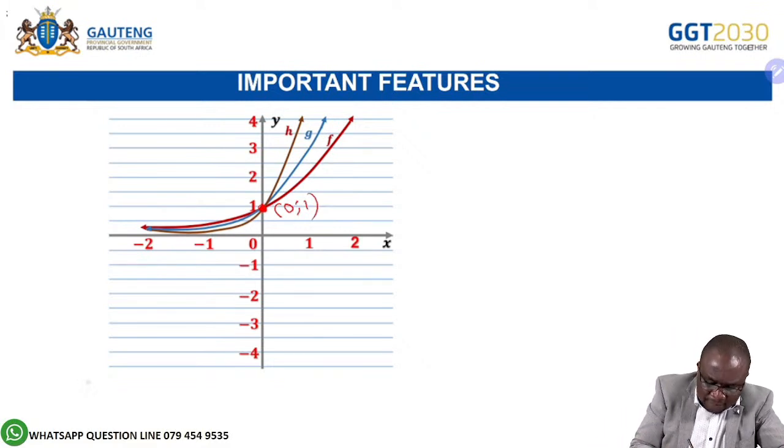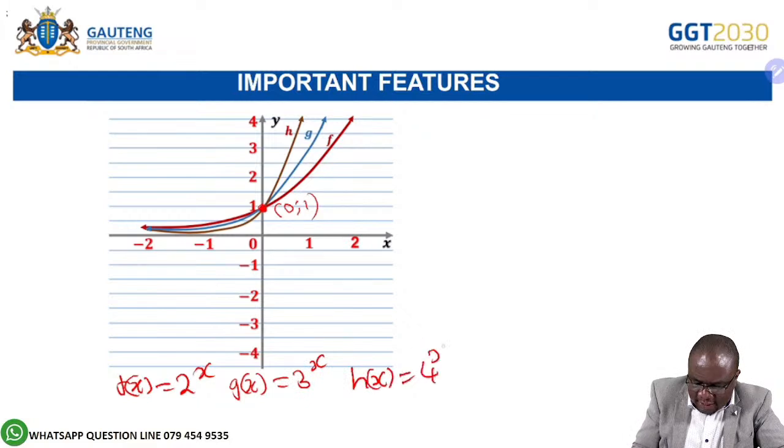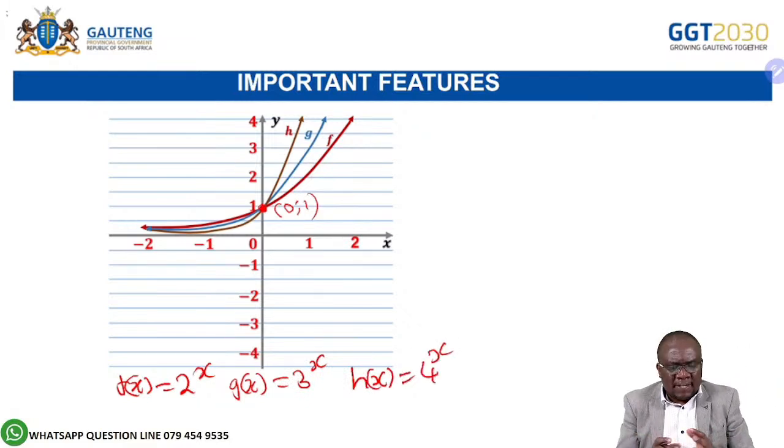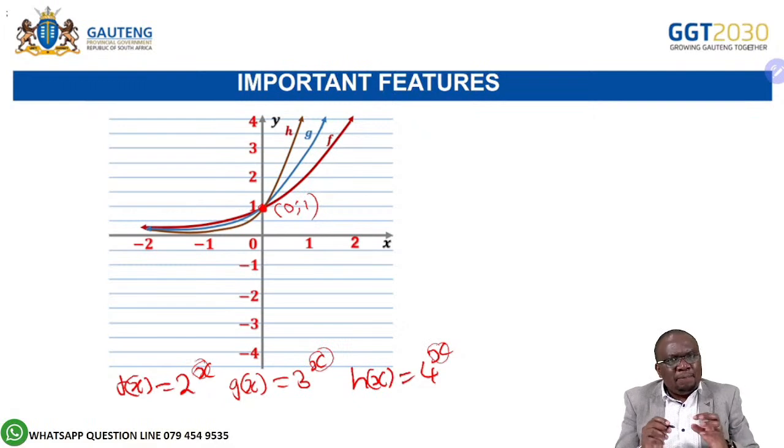Because these ones are different. We have f of x is equal to 2 to the power x. We have g of x is equal to 3 to the power x. We have h of x is equal to 4 to the power x. But now, all of them are cutting the y-axis at one point. Why? Because if you are finding the y-intercept, where there's x, you put 0. Any base to the power 0 is 1. So your y is going to be 1 for all the graphs.